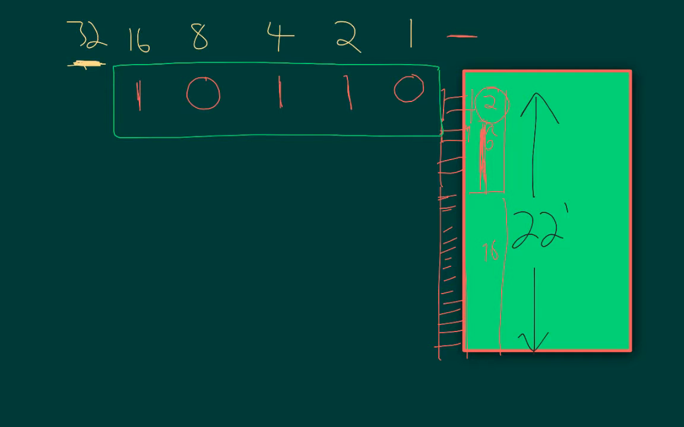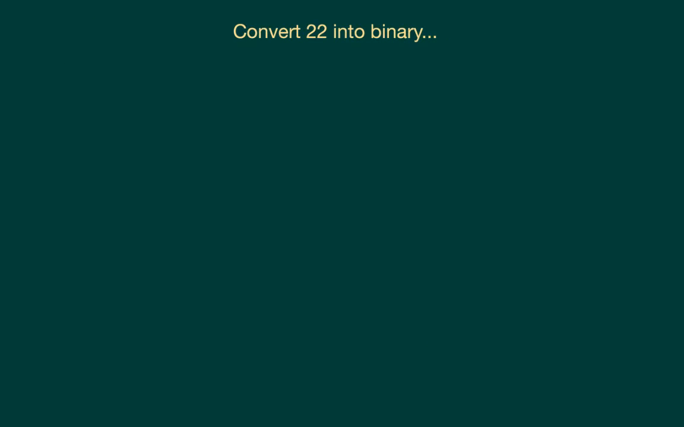10110 is the binary representation of 22. So let's try that again. We're going to convert the number 22 into binary.